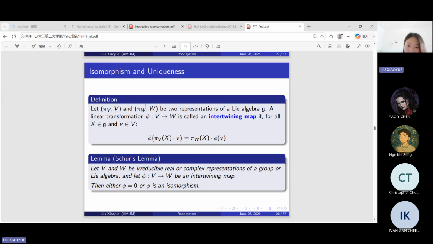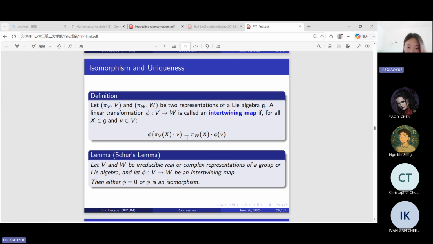Next, we define the intertwining map. Suppose there are two representations, pi_V and pi_W, of a Lie algebra g, and a linear transformation phi from V to W. We say it is an intertwining map if, for all x in the Lie algebra and v in the vector space, it satisfies this relation.